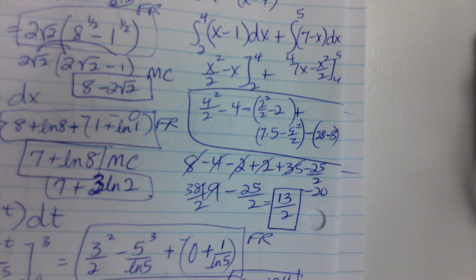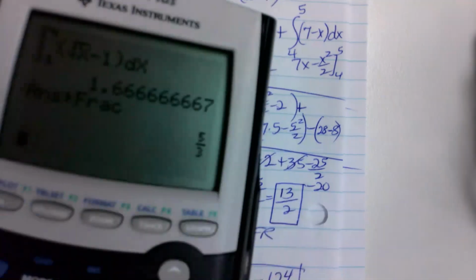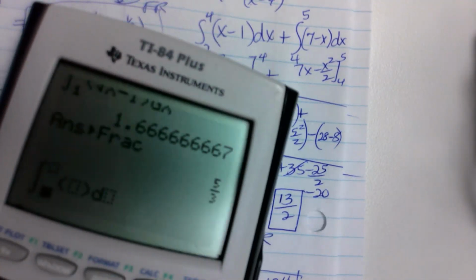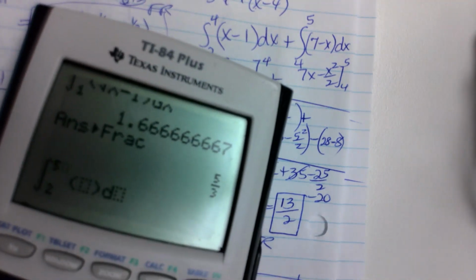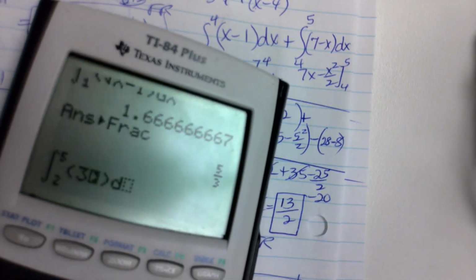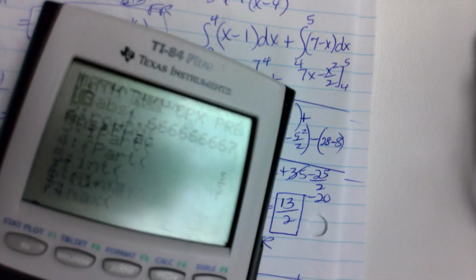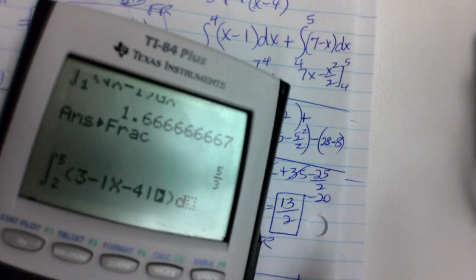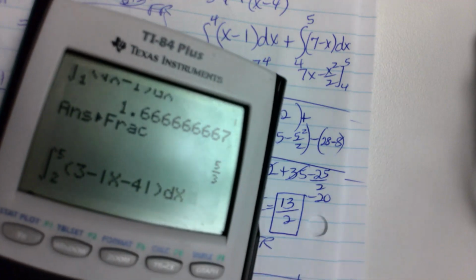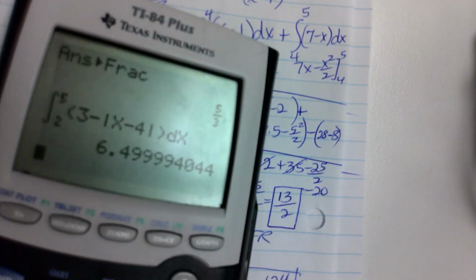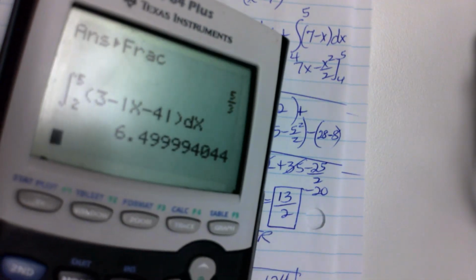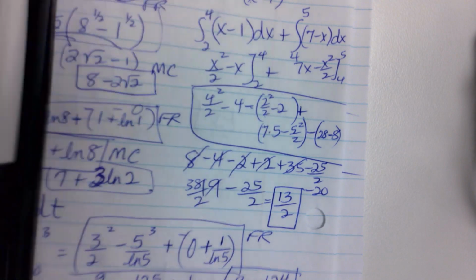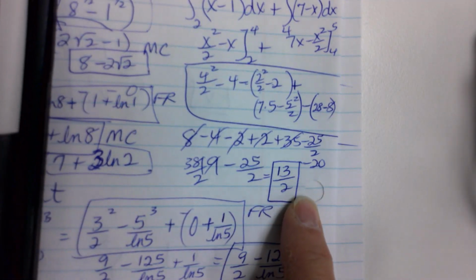Hey, let's test. See if we got it right from the start. The integral from 2 to 5 of 3 minus absolute value of x minus 4 gives 6.49999, which is 6.5. Is 13 halves 6.5? Yes.